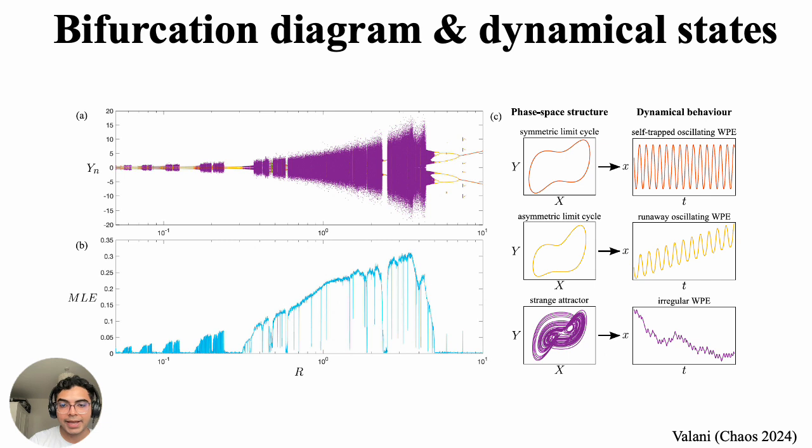Similarly, yellow is an asymmetric limit cycle. So this would again give you oscillations in the particle's trajectory, but with a net drift. And then purple is a chaotic attractor in the phase space of the diffusionless Lorenz system, and this would correspond to a chaotic walk for the WPE.